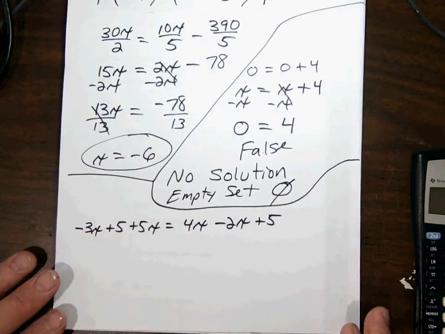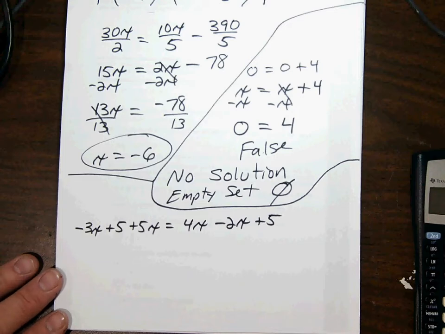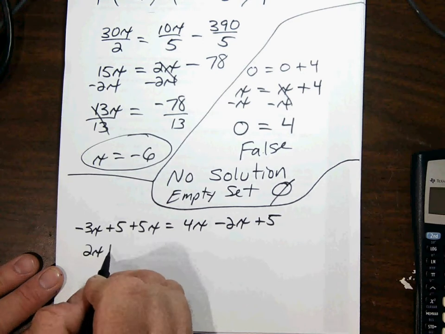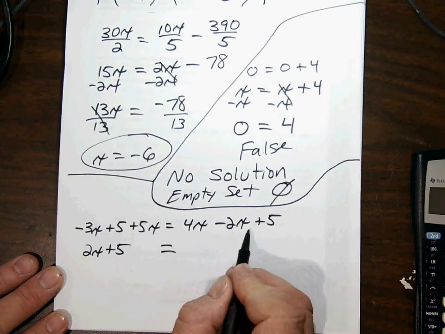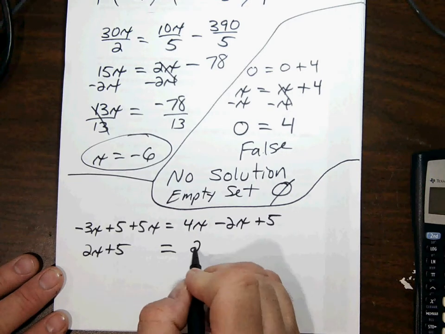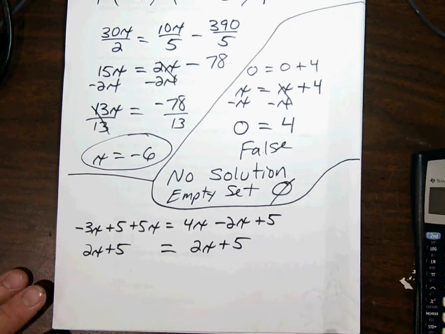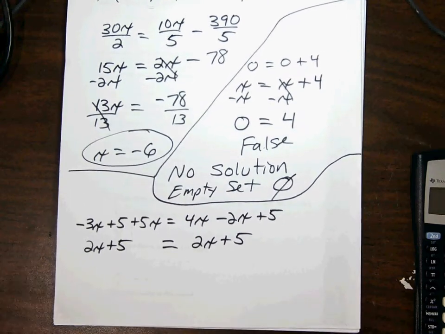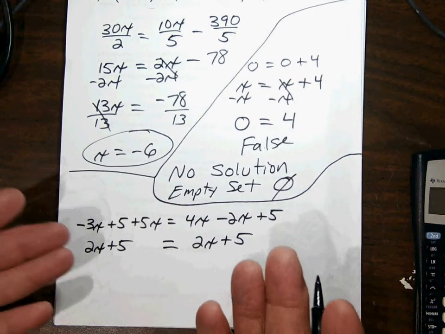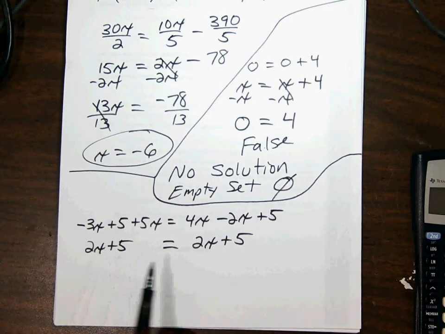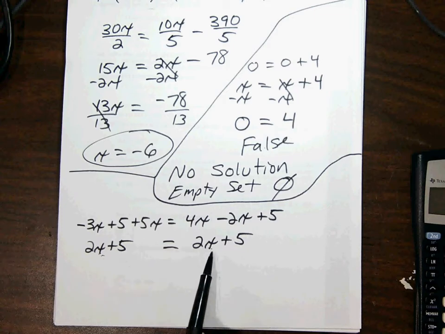Okay, let's look at this one. Well, I can simplify each side individually, so let me do that. A negative 3x and a positive 5x gives me 2x plus 5 on the left. And on the right, when I take my 4x minus 2x, I'm going to have 2x plus 5 on the right also. Look at that. So if you stop here and think a minute, this is a balance, right? The balance scales. No matter what value I put in there for x, they're identical. I could put x equals 0 in there and they're balanced. I could put x equals 10 gazillion in there and they're balanced, right? It doesn't matter what I put in there. They're always going to be the same.